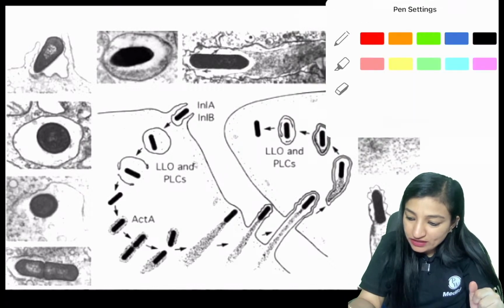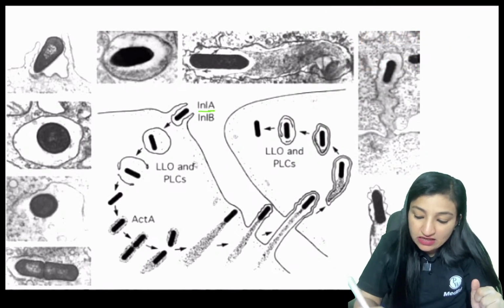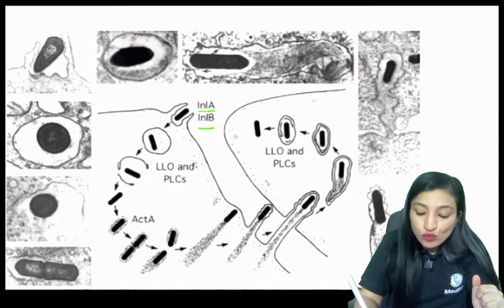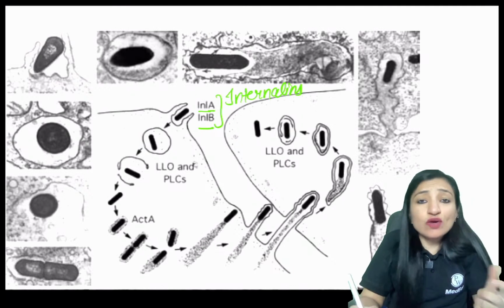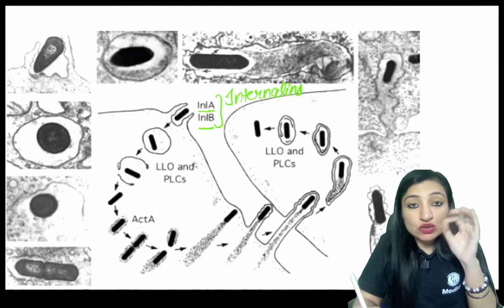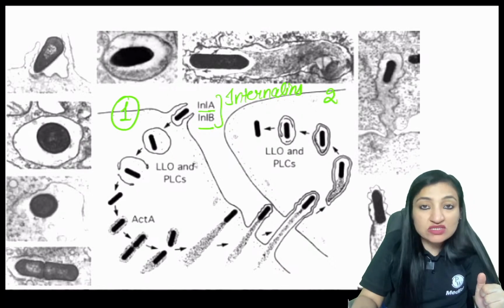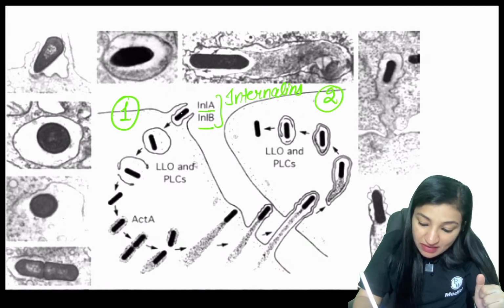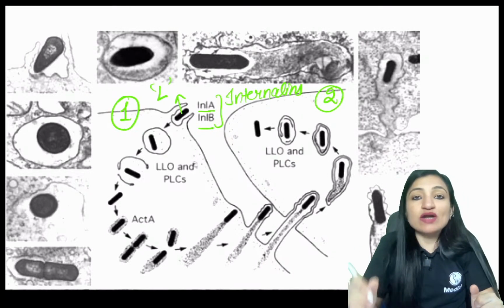So we have got InlA and InlB. What are these? These are internalins. What are internalins? These are receptors on the surface of the host cell. Let's say this is host cell number 1 and this is host cell number 2. And this fellow, the blackish fellow, this is Listeria. Let me label it L, L for Listeria.